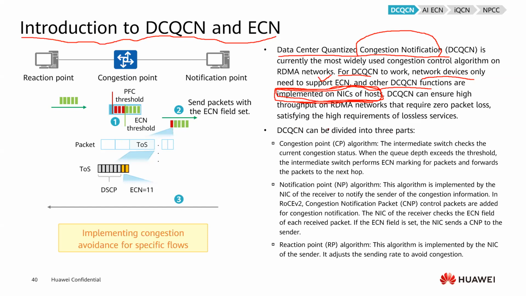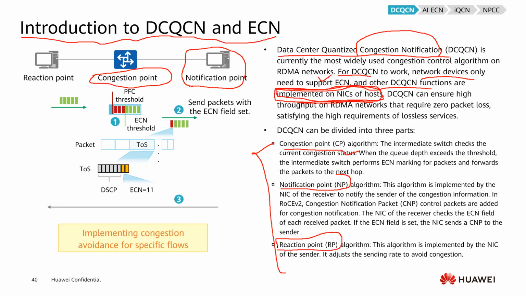DCQCN can ensure high throughput on RDMA networks that require zero packet loss, satisfying the high requirements of lossless service. DCQCN can be divided into three parts. Congestion point, CP, in the middle of the architecture. And NP, notification point. NP is the receiver end. And RP, reaction point. Reaction point is the sender end.